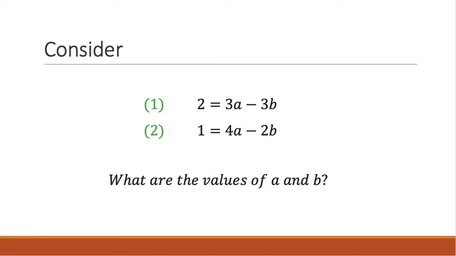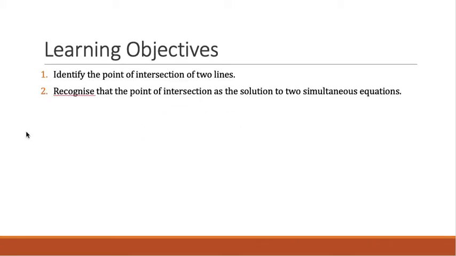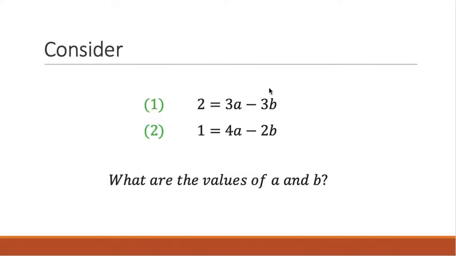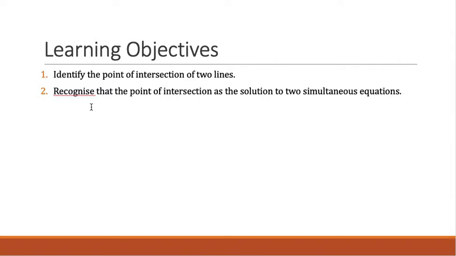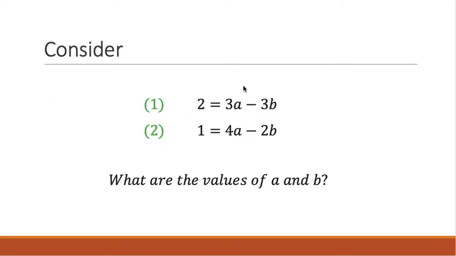So what we're going to look at today in this lesson is how we can solve those values of a and b. The learning objectives for today: we want to be able to identify the point of intersection of two lines, and using that identification, recognize that the point of intersection is the solution to two simultaneous equations. So going back, if we graph these two equations, the point at which the lines that these equations represent intersect will be the solution to a and b.